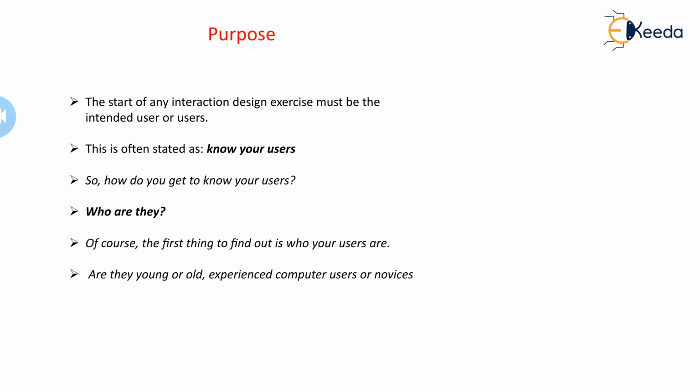For example, I am developing an interactive system, an online library of books for children aged 4 to 10 years. So what do I expect? I know my users would be 4 to 10 years old, so I have to build my interactive system in such a way that they would understand what I am building. This is often stated as know your users.